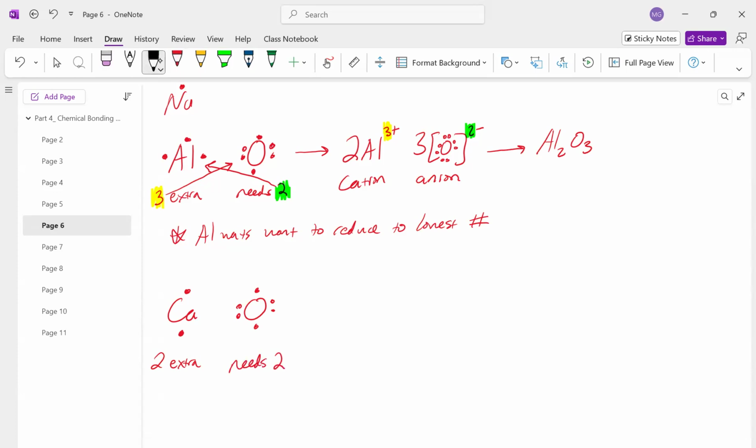And so calcium can give both of them to oxygen. But notice if I do the little crisscross thing, my formula isn't going to be Ca2O2. Okay, that's technically not correct. I'm going to reduce that to this to represent one calcium bonded to one oxygen.